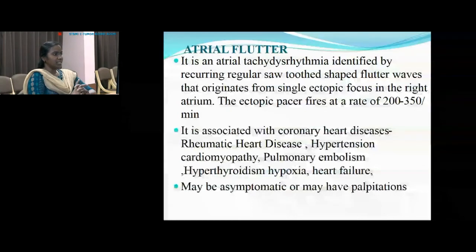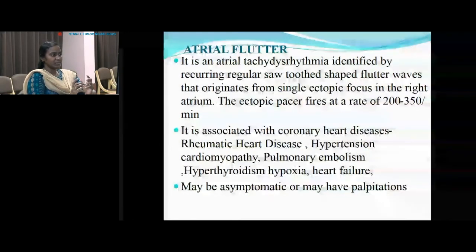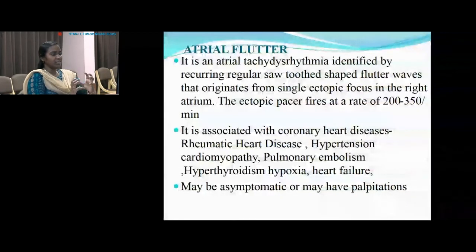Regular sawtooth-shaped flutter, because here the ectopic focus, the ectopic origin of firing, is a single ectopic focus. But in atrial fibrillation, as we will see in the next slides, there are multiple ectopic foci, so there are abnormal P waves. Here the P wave will be regular, and the shape and duration will be regular and uniform, as it originates from the single ectopic focus.